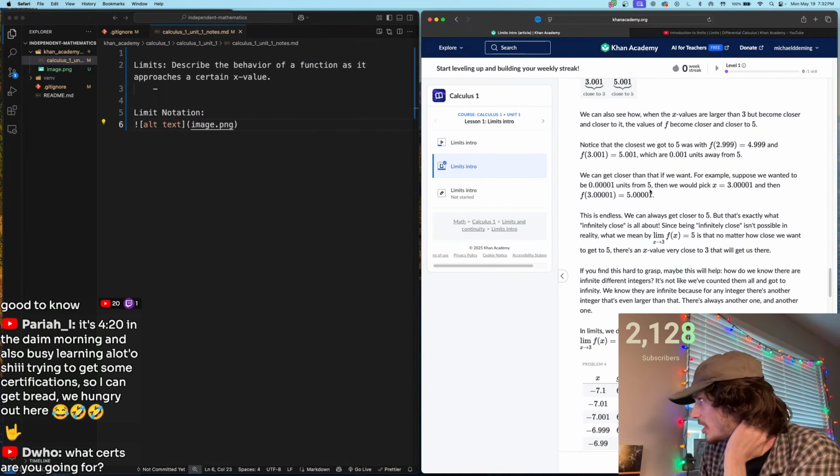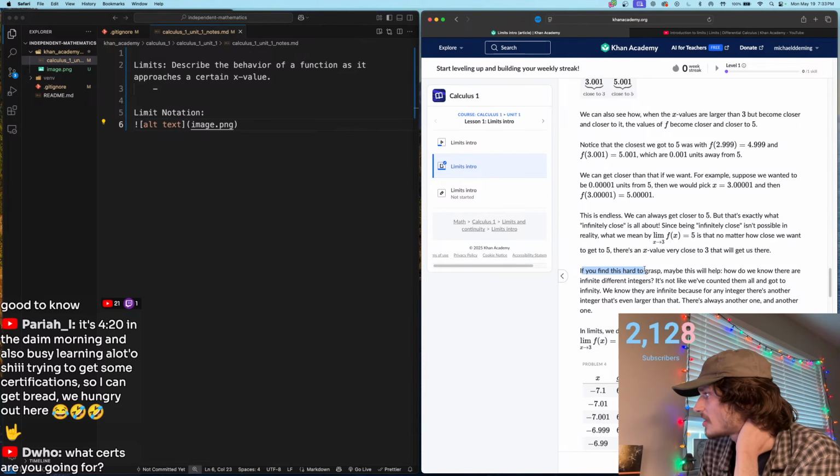This is endless. We can always get closer to 5, but this is exactly what infinitely close is all about. Since being infinitely close isn't possible in reality, what we mean by the limit of f of x equals 5 as x approaches 3 is that no matter how close we want to get to 5, there's an x value very, very close to 3 that will get us there.